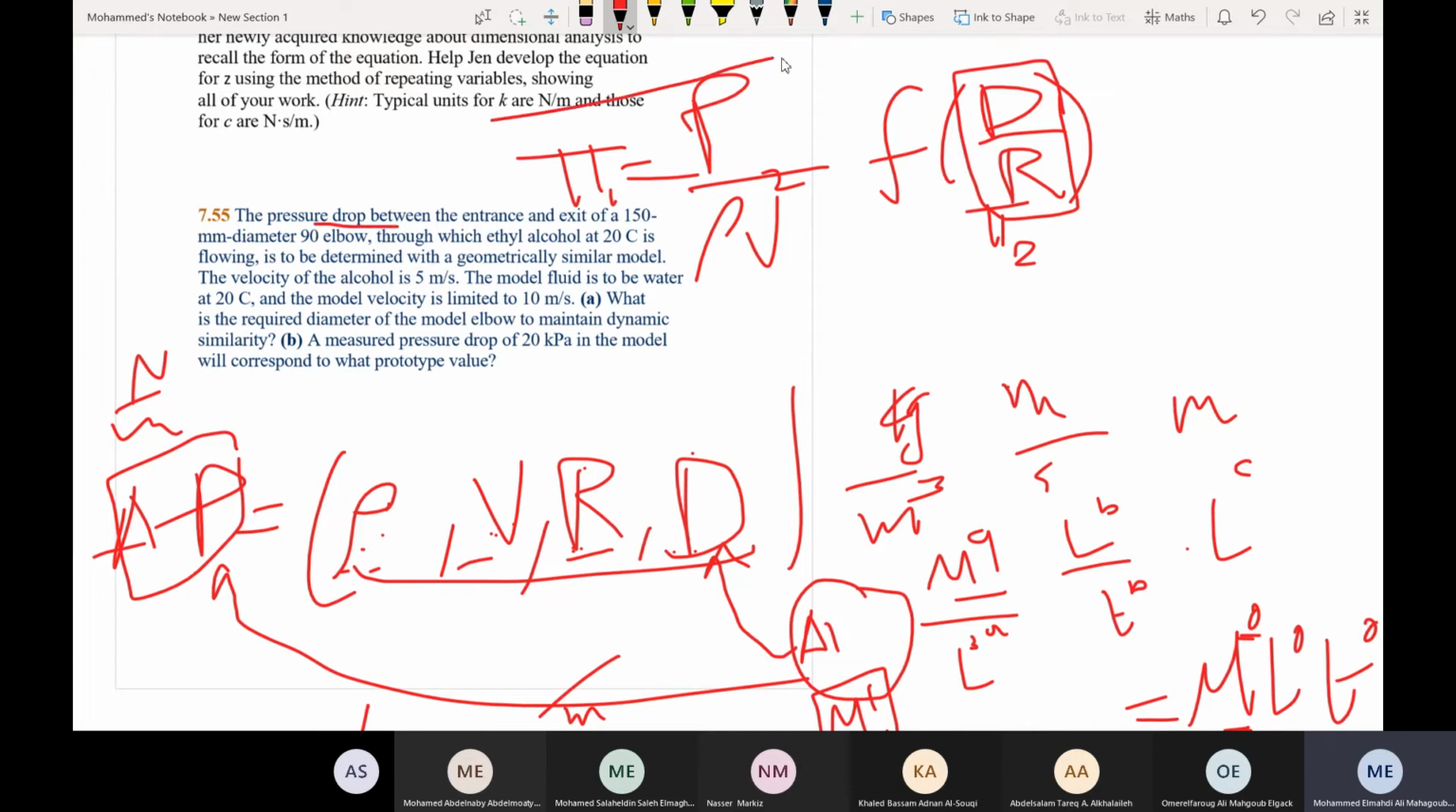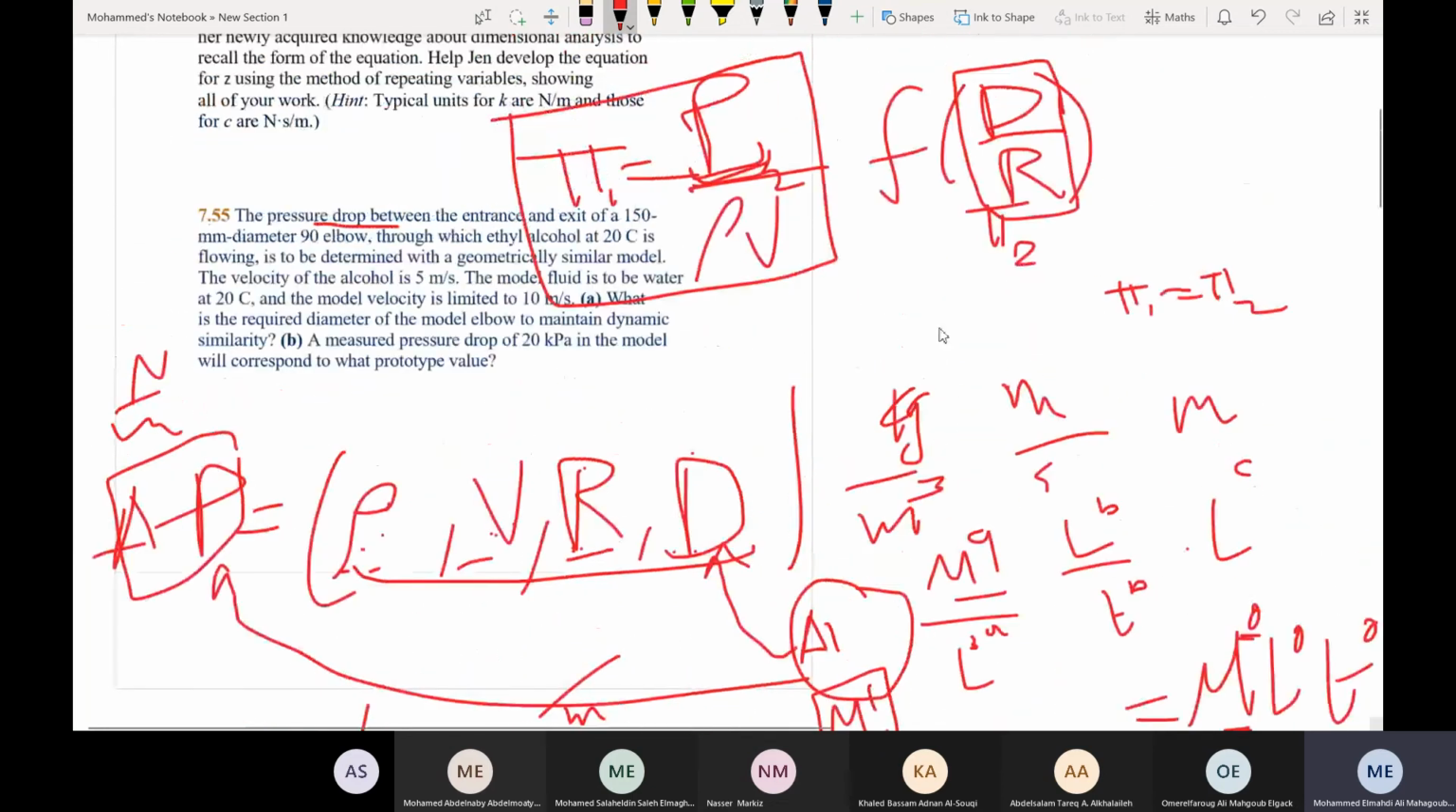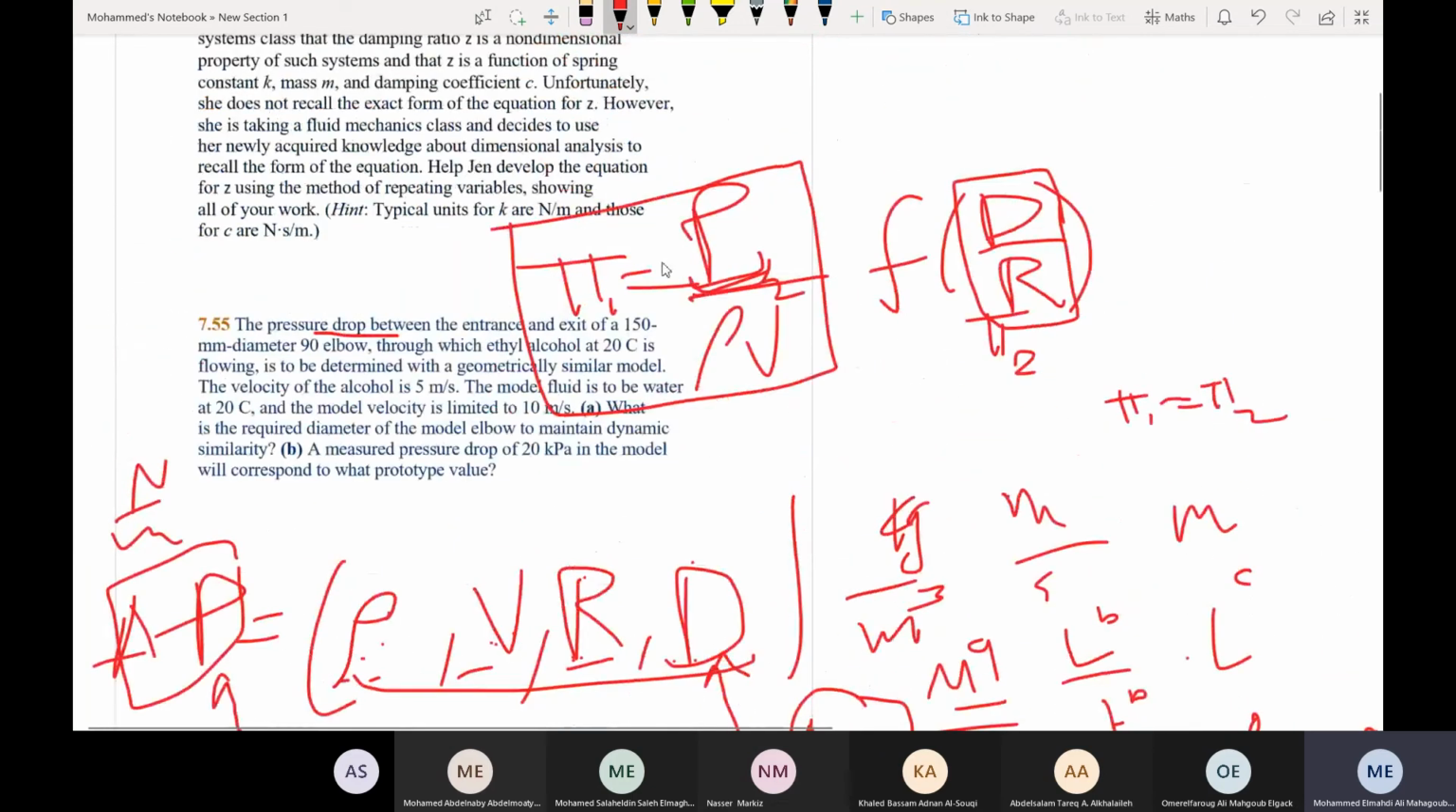But we want to find the pressure drop, which is from this one. So we say that pi 1 is equal to pi 2 because we are interested in the pressure drop. So the calculation of pi 2 didn't benefit us, and you have to calculate it at first. But after you work it out, you see that delta P, the pressure drop, is present only in the first pi. So I only need to use the first pi, not the second pi. So pi 1 for the model should be equal to pi 1 for the prototype. You got it?